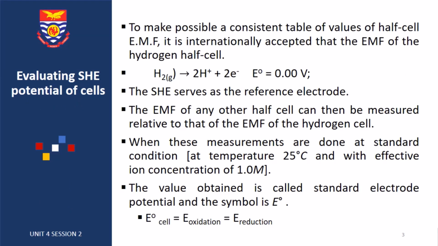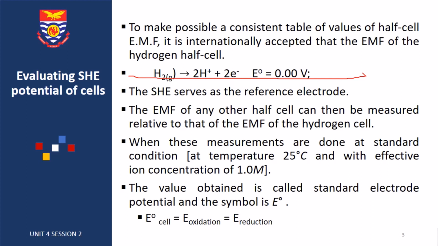So, to make possible a consistent table of values of half cell, it is internationally accepted that the EMF of the hydrogen cell is equal to 0. Like I said in our previous session, the standard cell potential of hydrogen is 0. So the standard hydrogen cell serves as the reference electrode. Any other half cell is compared with that of the standard hydrogen cell to determine the EMF, so the EMF of other half cells can be measured relative to that of the hydrogen cell.